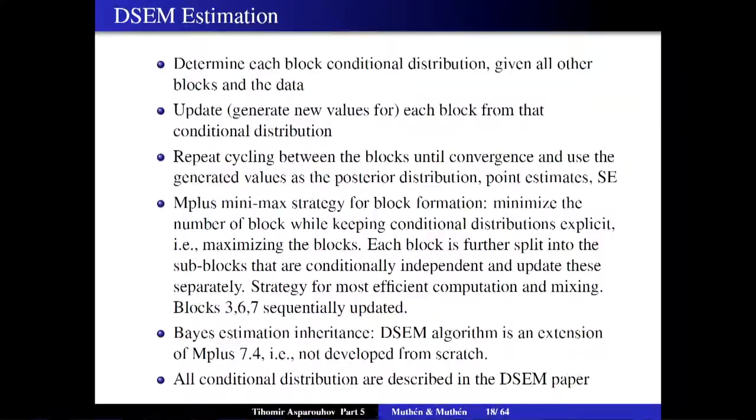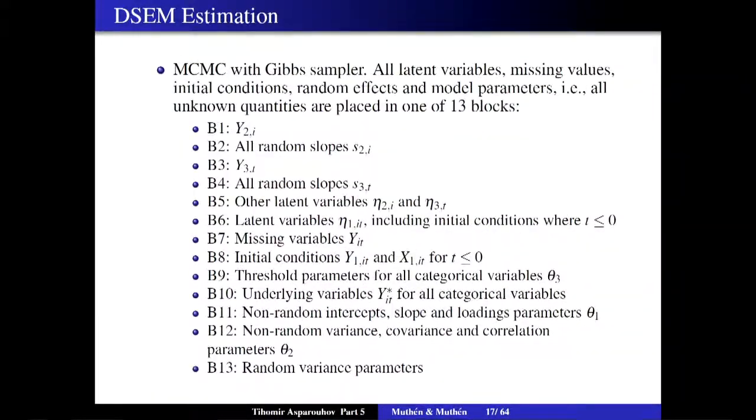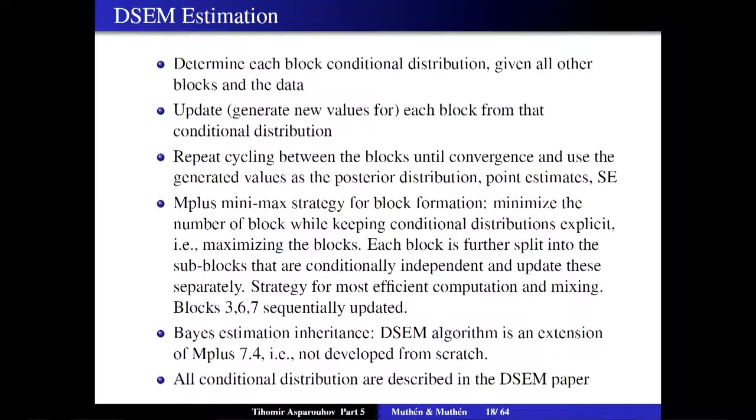And you repeat cycling between the blocks to get this posterior distribution. Basically the MCMC estimation consists of essentially providing these 13 conditional distributions. Once you have these 13 conditional distributions, you let the MCMC sequence generate all the unknown quantities, and you get these parameter estimates. So as long as these 13 conditional distributions are correct, you get a correct estimation.